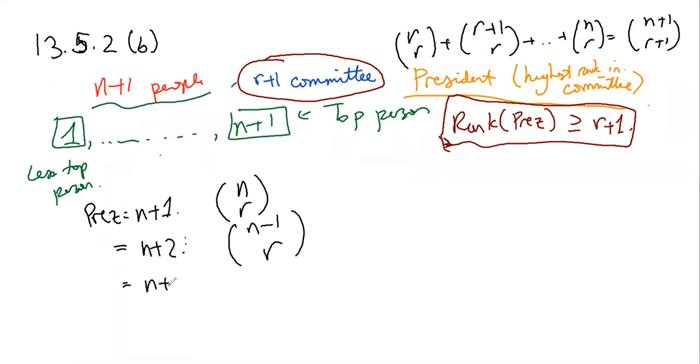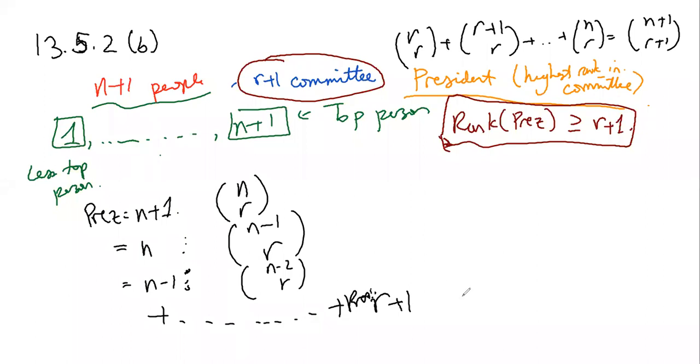And you'll notice the pattern here. Wait, that's not plus, what am I doing? No wonder. It's N plus 1, then N, then N minus 1, going in descending order. If the president rank is N minus 1, then you can only choose from people 1 to N minus 2, so you have N minus 2 choose R. And you can do this all the way down to the number of ways to have R plus 1 as the president, for which there are R choose R ways. Then you add these all up and you get the hockey stick theorem.